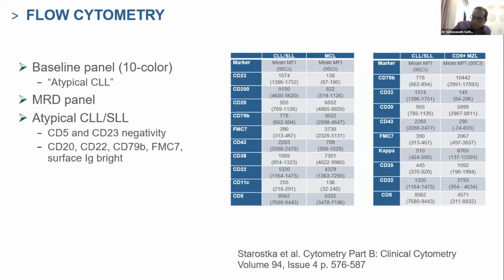Then, of course, after the morphology, we have the flow cytometry. At MD Anderson, we have a 10-color baseline panel that we perform in order to differentiate from other entities. We know the typical immunophenotype of CLL, that is CD5 positive, CD23 positive. We also do the CD200, which is supposed to be positive in CLL, and its close differential mantle cell lymphoma being negative. In addition, the intensity of expression of CD20, CD22, CD79B, FMC7, and the surface immunoglobulins are dim in CLL as opposed to mantle cell lymphoma and CD5 positive marginal zone lymphomas that express moderate to bright expression.